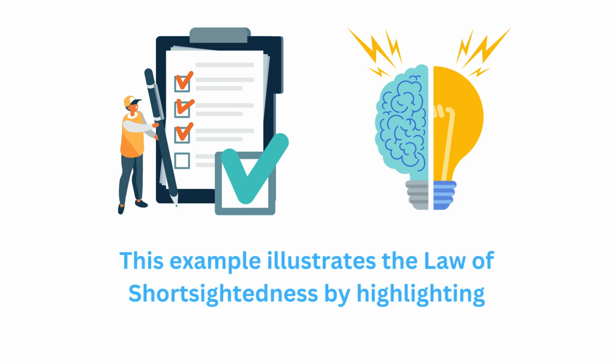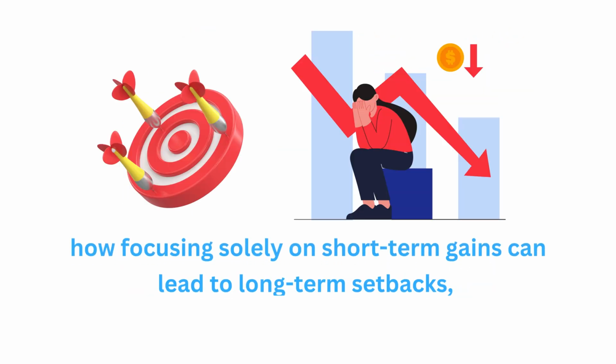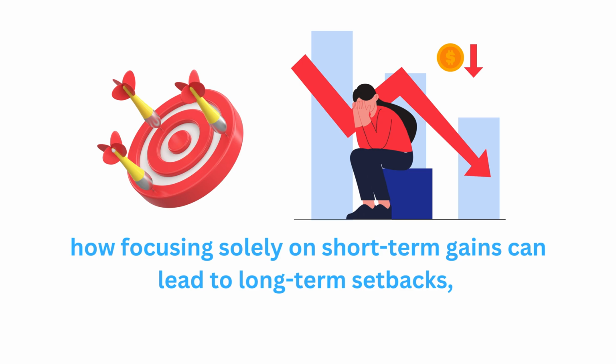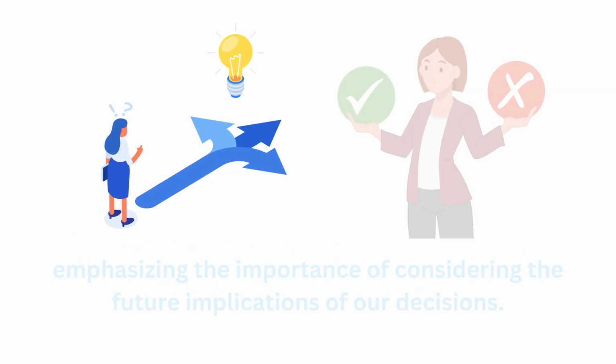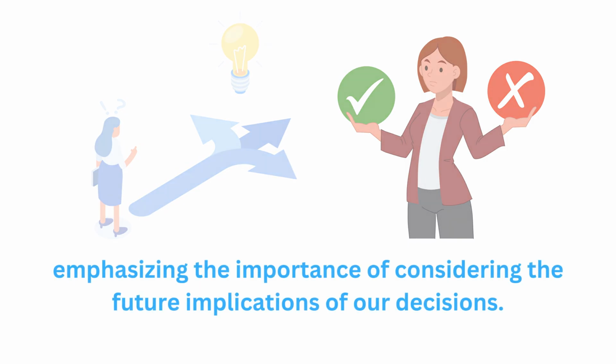This example illustrates the law of short-sightedness by highlighting how focusing solely on short-term gains can lead to long-term setbacks, emphasizing the importance of considering the future implications of our decisions.